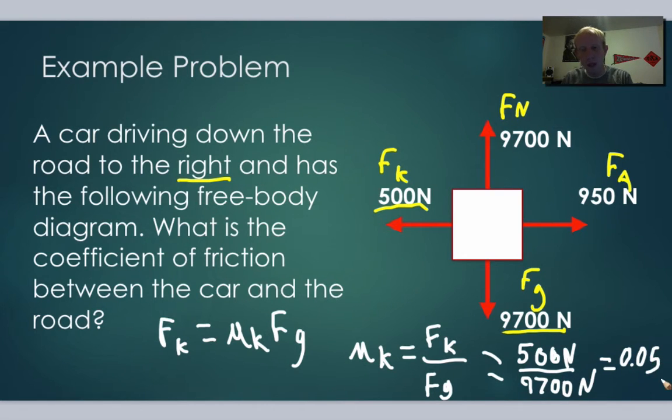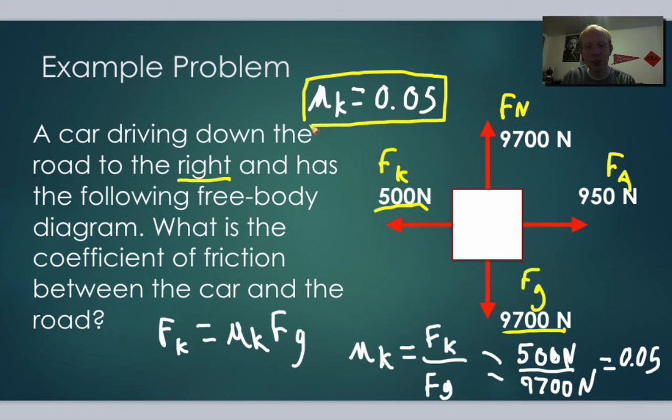0.05. And notice, again, coefficients of friction don't have any units. When we did this division, the newtons cancel out, which leaves us with no units. So the coefficient of friction is right there, 0.05. If we want to rewrite it, mu k equals 0.05, not newtons, just 0.05. It's a coefficient, no units. And there we go, there's our answer. Mu k equals 0.05.